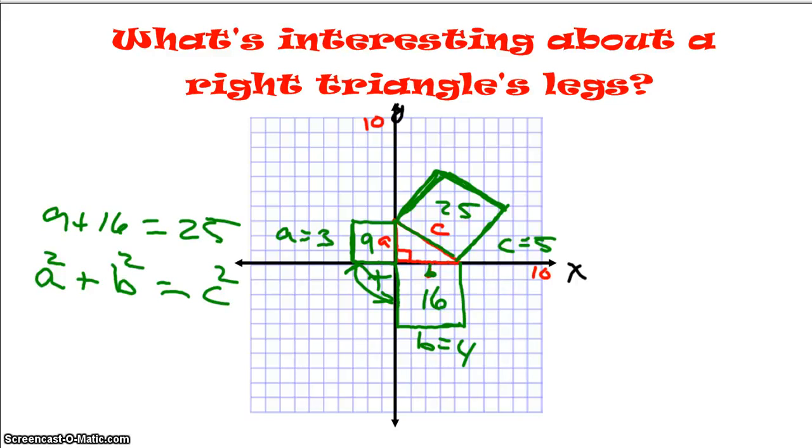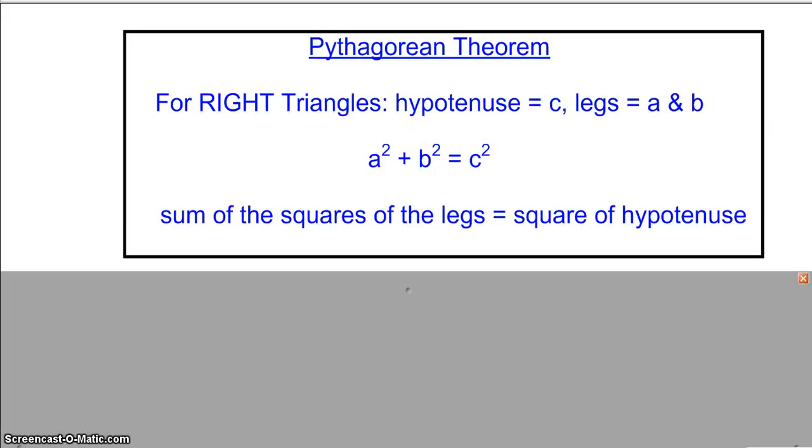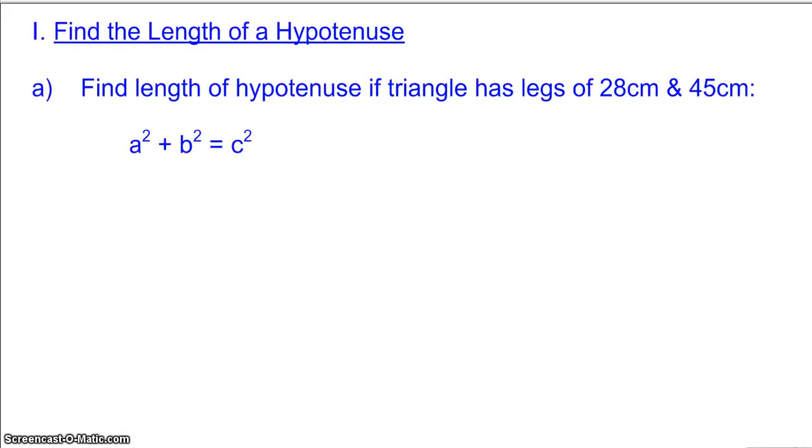Does 7 equal side C, 5? No. But when you square it, you have 9 plus 16, you get 25. And it works for all right triangles. So it's a simple little formula: a squared plus b squared equals c squared. And so we'll use it now to find lengths.